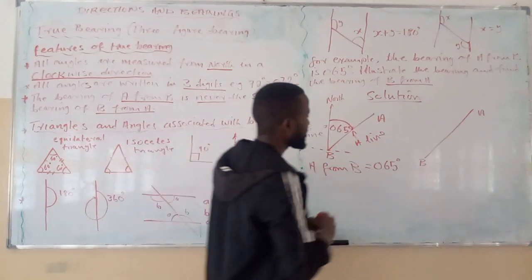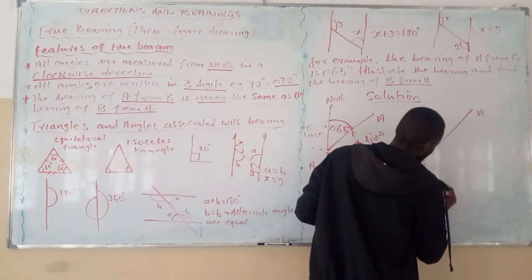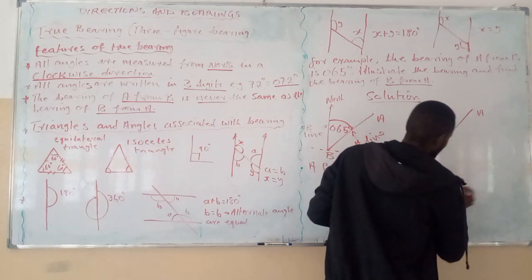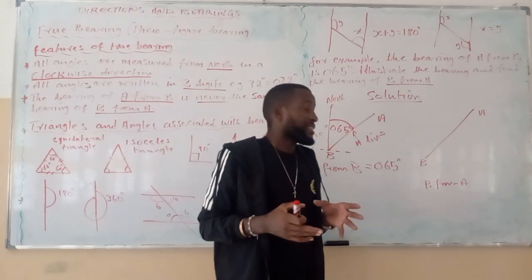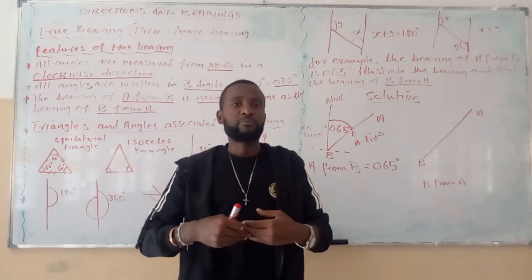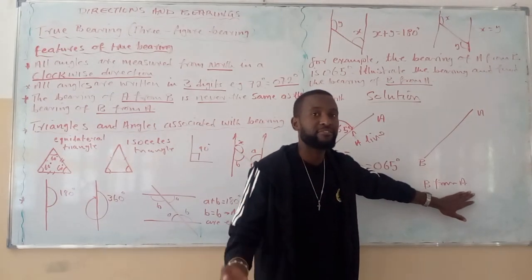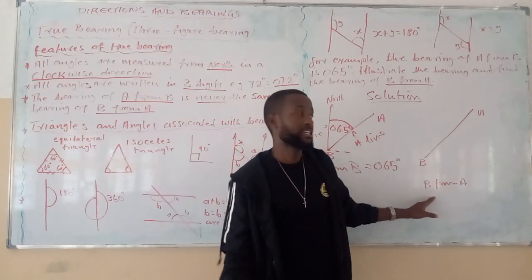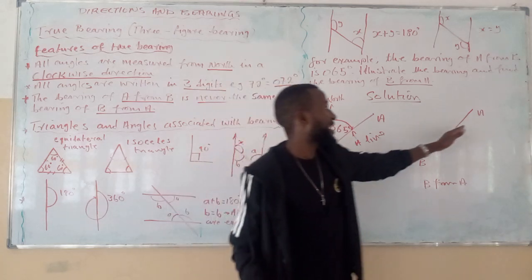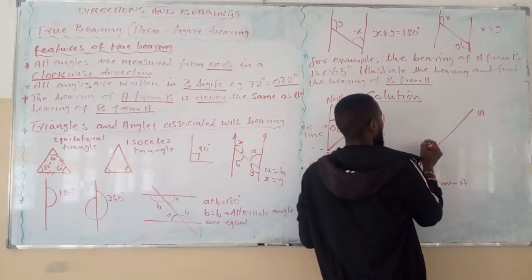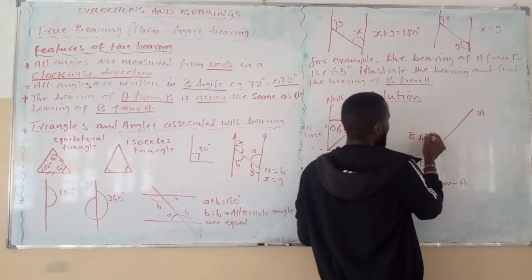Now, here they are telling us that we should find the bearing of B from A. I remember I said that from where you are coming from, it is a line that they never give you. So if they say from A, just know that the A line is not given, but the B line is the one that is given. So the whole of this line is what we call the B line. Let me just write it for Lily's sake. So this is the B line now.